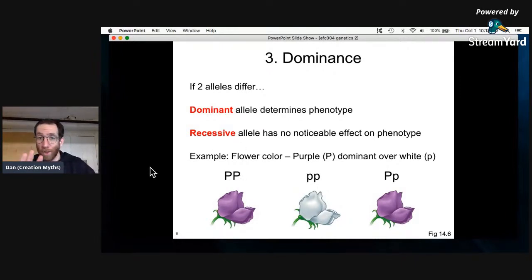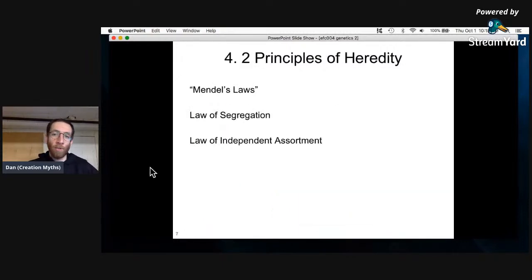All right, so that's the third thing, dominance. And now we get to the really important ones, the ones that are critical for how these things go from generation to generation. They are Mendel's two principles of heredity, which are sometimes called Mendel's laws. The two things that we call Mendel's laws are the law of segregation and the law of independent assortment. If you've had any kind of bio class that touched on genetics, you have probably heard this stuff before.